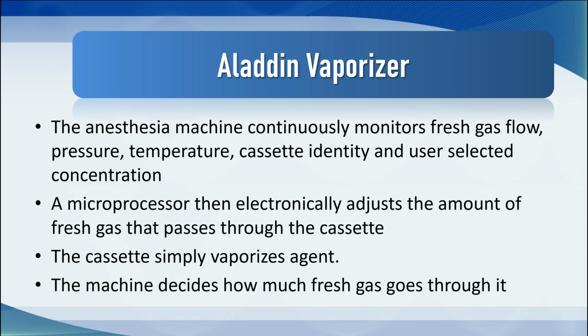The real innovation is not the cassette. It is replacing the mechanical flow splitting mechanism with an electronic control. A conventional TEC vaporizer and the Aladdin cassette generate vapor in essentially the same way. The difference is not how the vapor is produced, but how the fresh gas is divided between the bypass channel and the vaporizing chamber. In a TEC vaporizer, this is done mechanically by the concentration dial that you twist yourself. In the Aladdin, it is done electronically by the anesthetic machine.